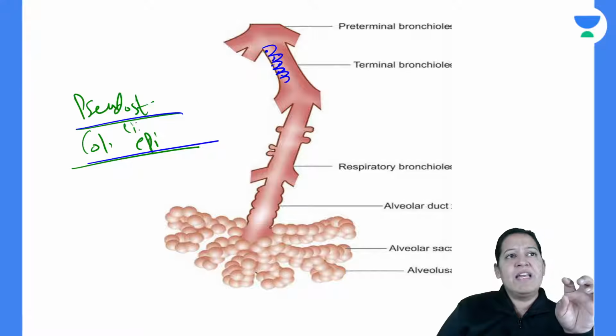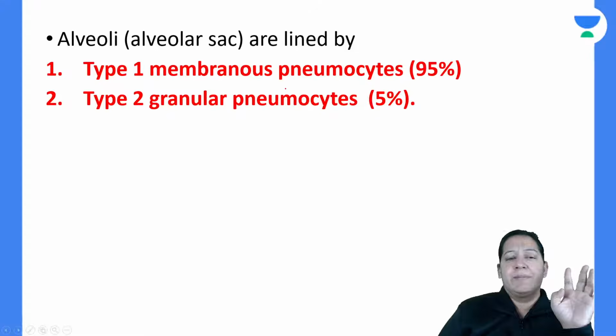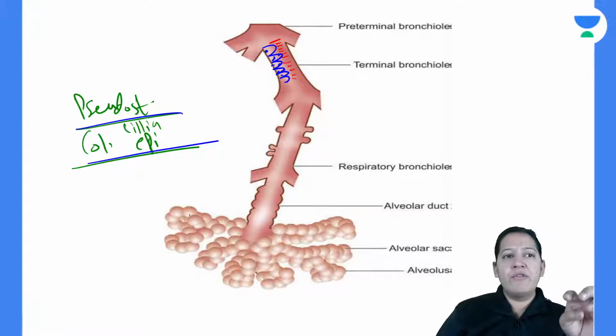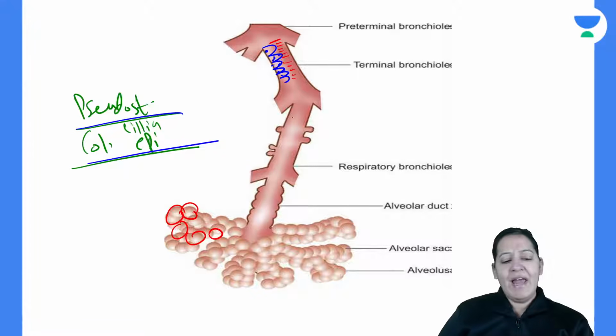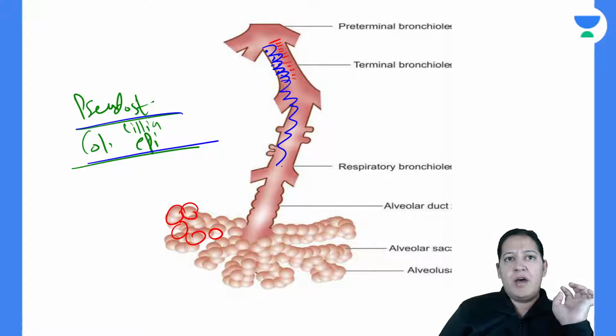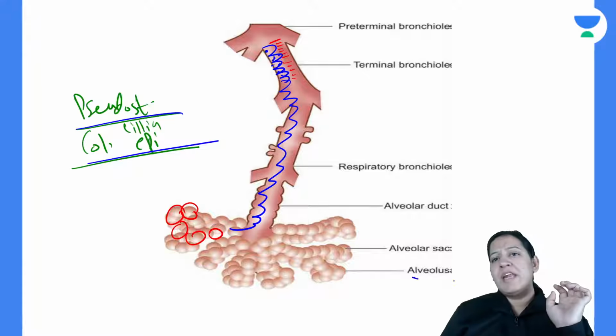One more special property is that it has cilia on the surface, right? Cilia is a defense mechanism. And what is the lining of the alveolar duct and alveolar sac? The complete respiratory tree is lined by pseudo-stratified ciliated columnar epithelia. That is done. But what about the lining of the alveolar sac?